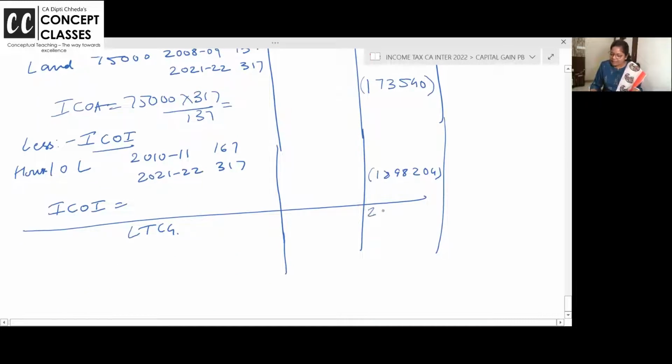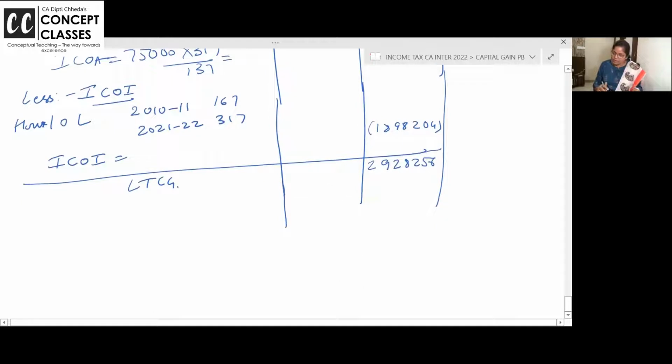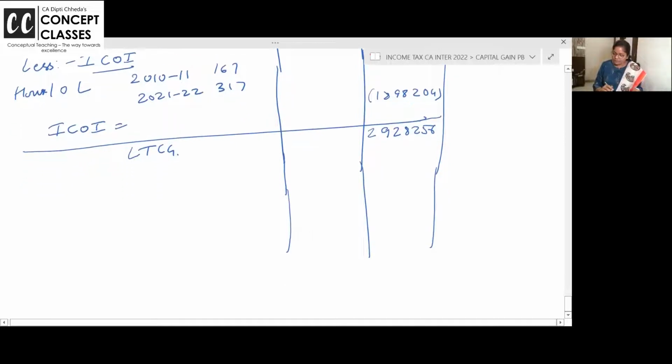Most of you are saying it's all clear. Anyone still having any doubt? Ask. 29,28,256. This is what, dear students? Long-term capital gain. Now, what has he sold? House. And he has purchased another residential house.